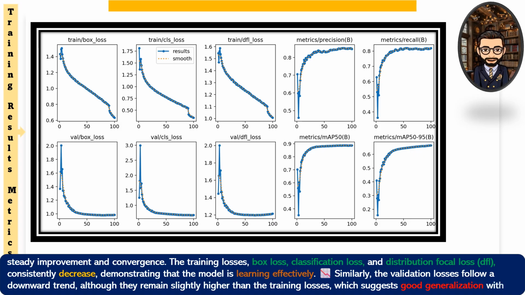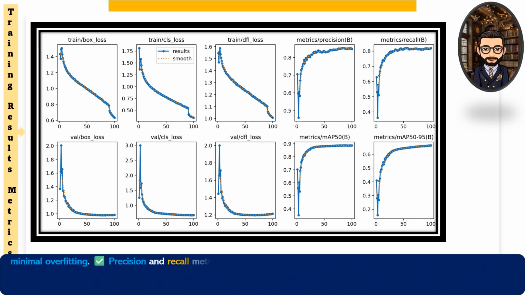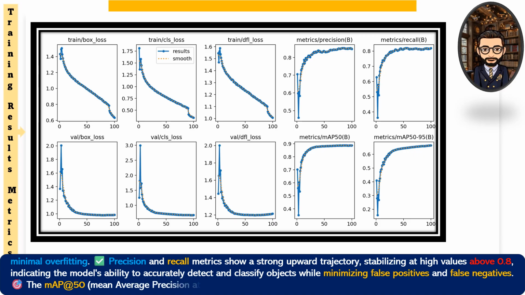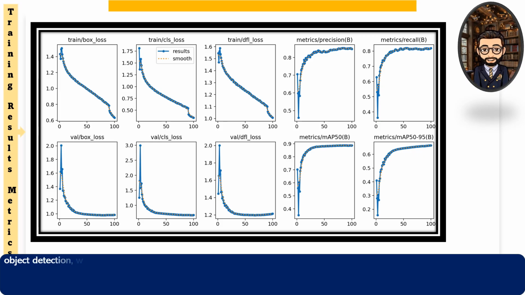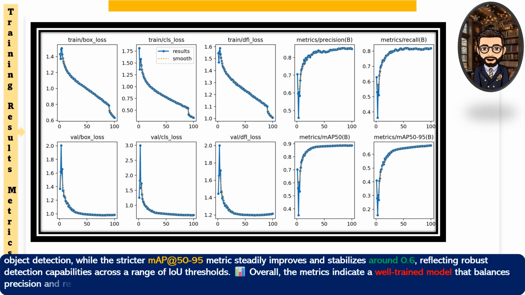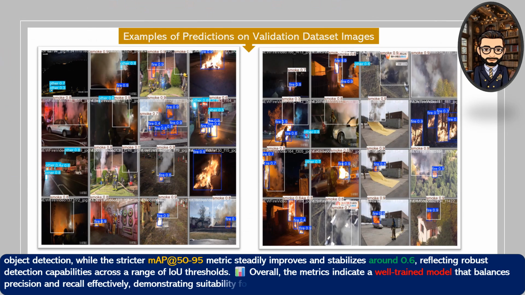generalization with minimal overfitting. Precision and recall metrics show a strong upward trajectory, stabilizing at high values above 0.8, indicating the model's ability to accurately detect and classify objects while minimizing false positives and false negatives. The mean average precision at 50% IOU threshold surpasses 0.9, showcasing excellent performance in object detection, while the stricter mAP at 50-95 metric steadily improves and stabilizes around 0.6, reflecting robust detection capabilities across a range of IOU thresholds. Overall, the metrics indicate a well-trained model that balances precision and recall effectively, demonstrating suitability for real-world deployment.